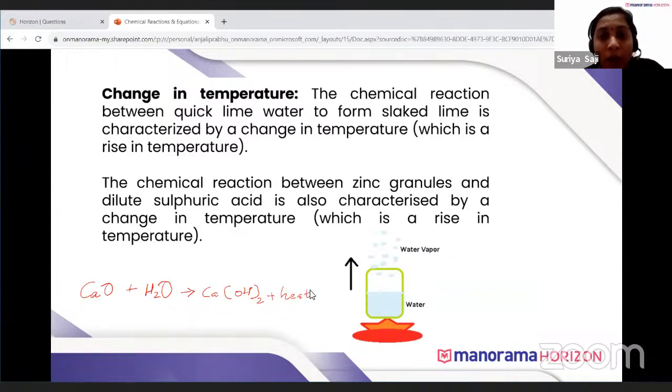In addition, we have some other reaction too, in which zinc granules and dilute sulfuric acid react. In that reaction also we will get zinc sulfate, but the reaction is characterized by a rise in temperature.